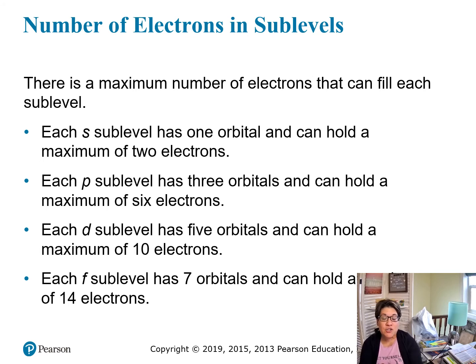And here's the maximum that they can each hold. The s shells can hold 2. The p shells, you have 3 of them, can hold 6 total, 2 on each. The d ones, you have 5 different ones. They can hold a total of 10. And then the f sublevels, there's 7 different ones. They can hold 14.